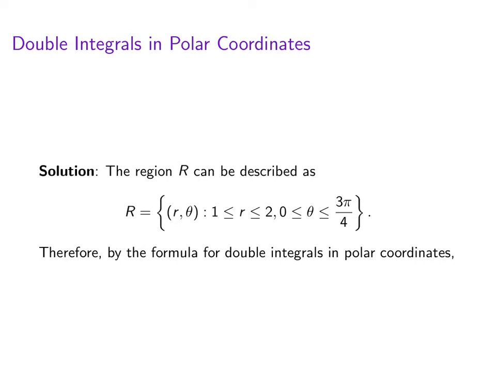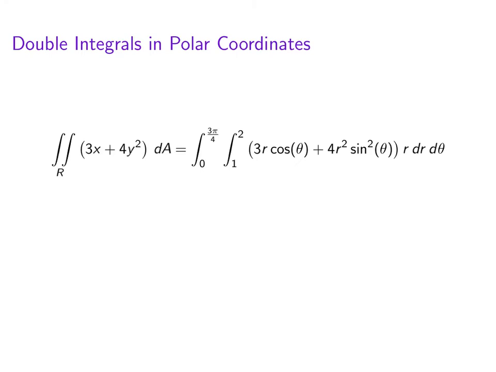So if we use our formula for double integrals in polar coordinates, then we get this expression. The double integral over R of 3x plus 4y squared will be the integral from 0 to 3 pi over 4 of the integral from 1 to 2 of 3r cosine theta plus 4r squared sine squared theta, times r dr d theta. Okay, so how do we get this?